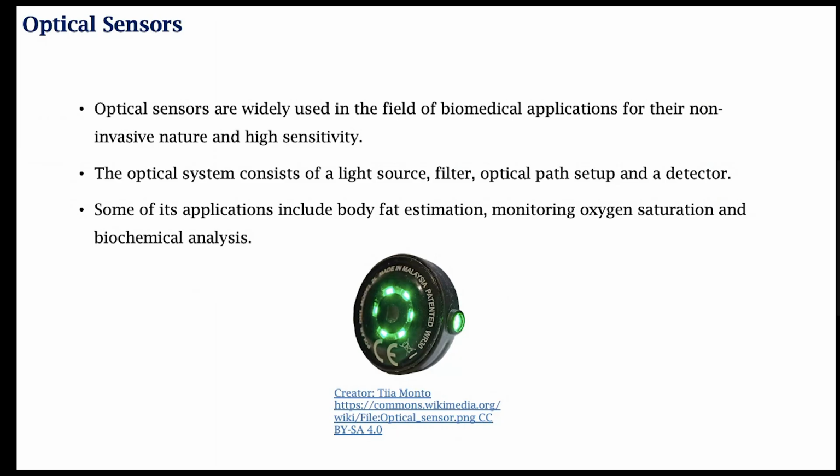Vanakkam. Welcome to this video on biomedical instrumentation. We have been looking at various types of sensors. What are the various types of sensors that we looked at in the previous set of videos?